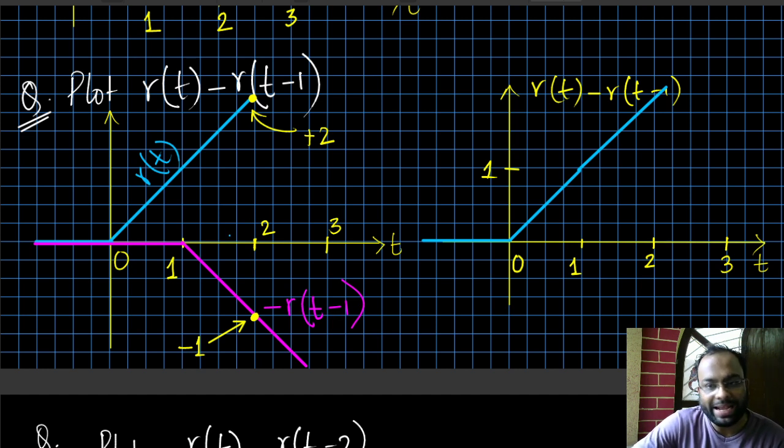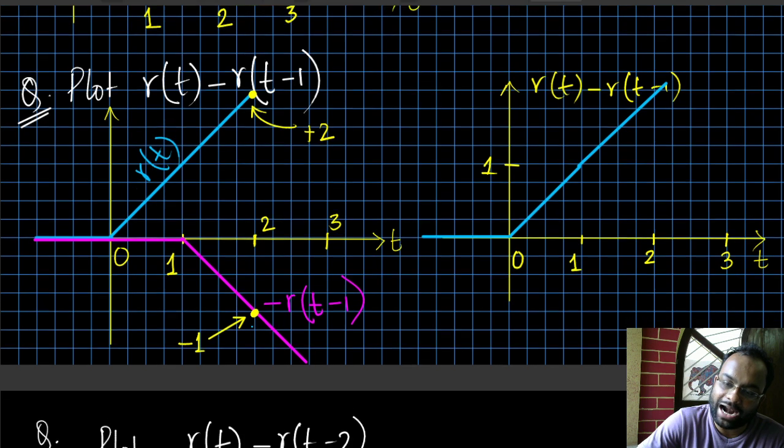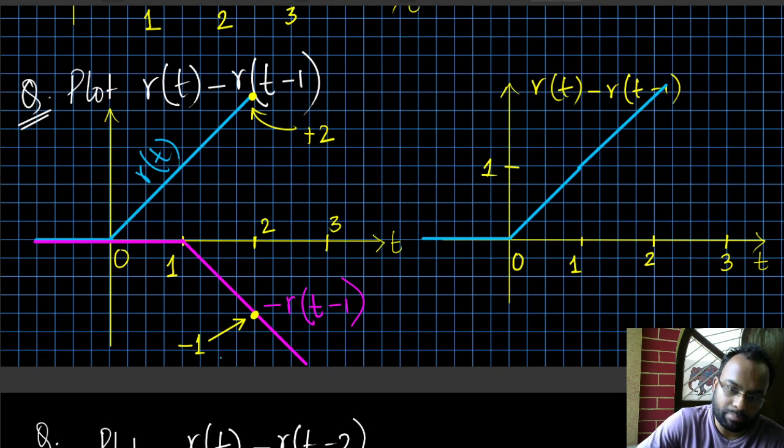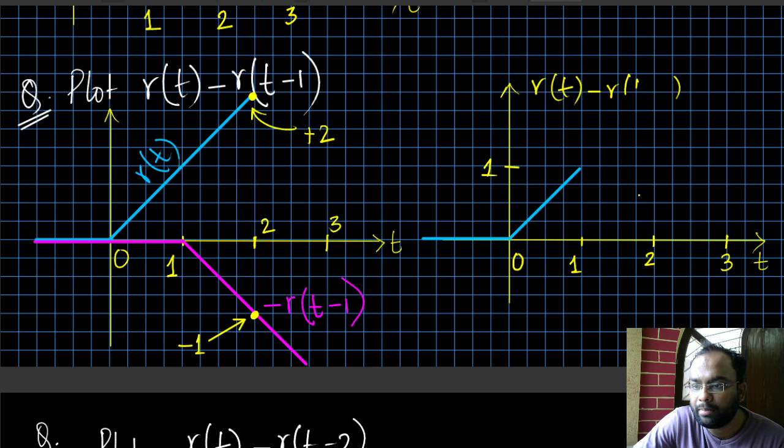Now look at any point afterwards. So look at t equal to 2. At t equal to 2, what is the value of RT? That's plus 2. And at t equal to 2, what is the value of minus RT minus 1? That's minus 1. So what is the sum? Plus 2 minus 1. That's equal to 1, right? That's equal to 1. So this signal won't be like this. But at t equal to 2, this signal will have a value of 1, which is this.